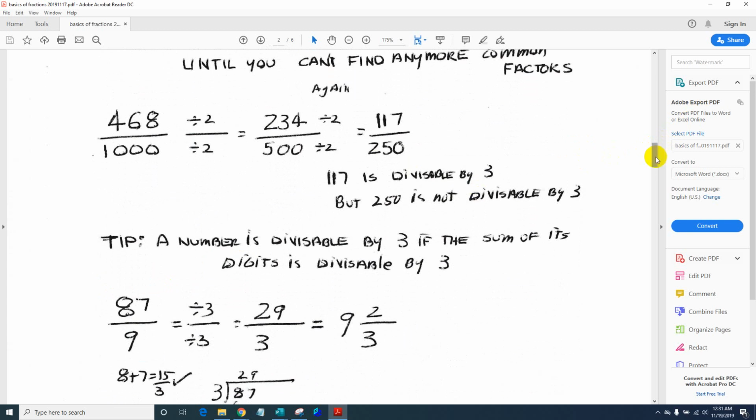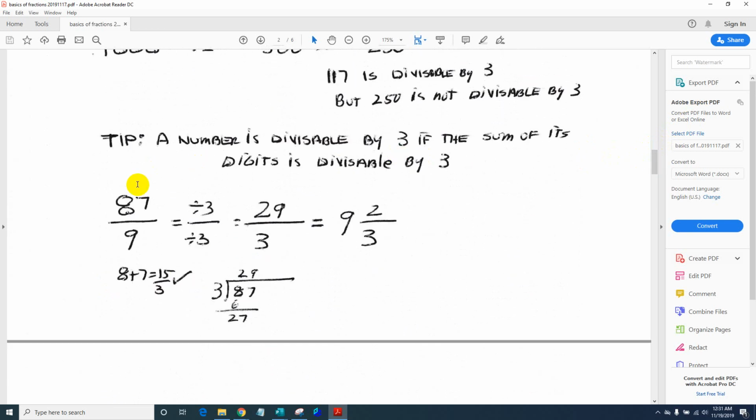It's helpful to know if a number is divisible by 3. 87 is divisible by 3 because you add the 8 and the 7, you get 15. 15 is divisible by 3, so 87 is divisible by 3. You just add the digits.